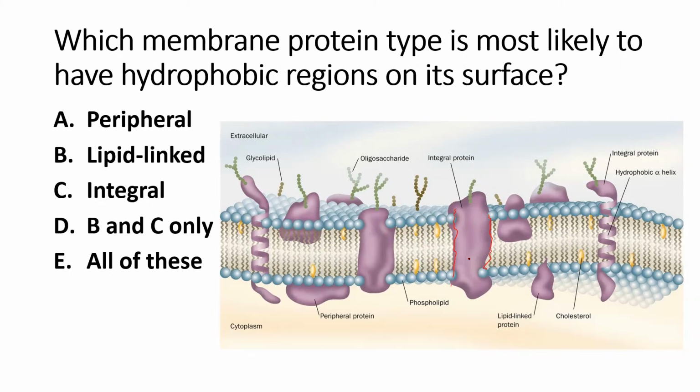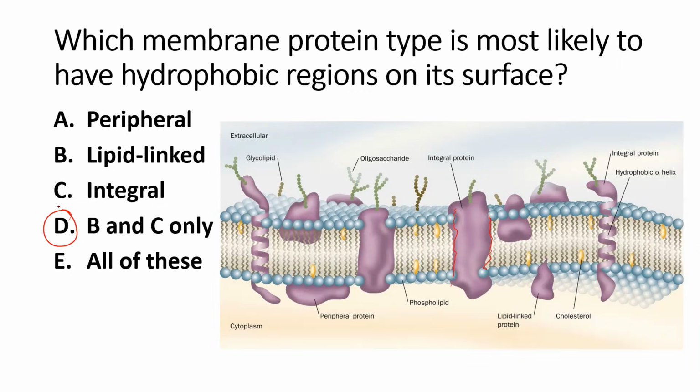Is it A, a peripheral membrane protein, B, a lipid linked, C, an integral membrane protein, D, B and C only, or E, all of these? Go ahead and pause your video now, consider it, answer, and then return when you're ready. Okay, the answer here is D, B and C.